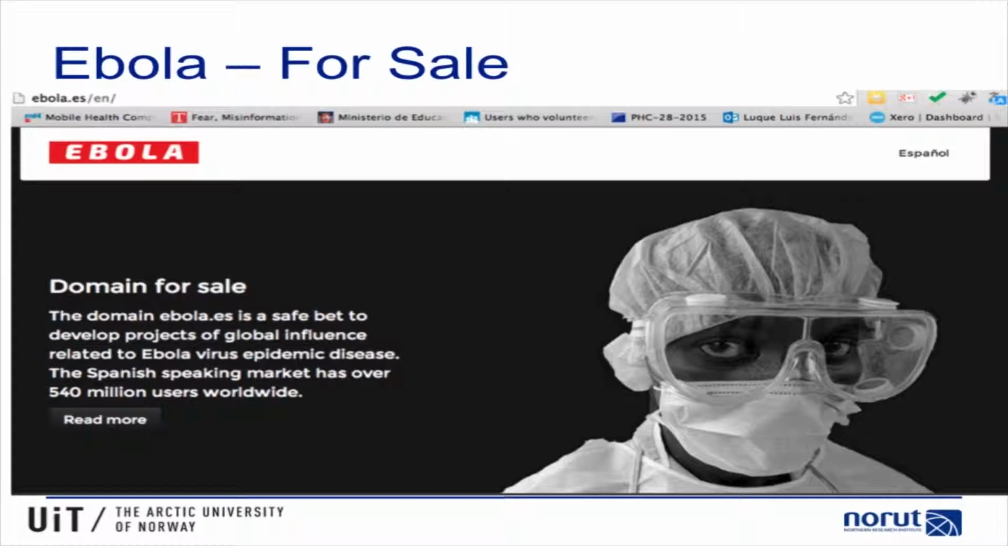One thing that is also interesting is how people are buying domains. Ebola.es has been registered by an individual who is now trying to sell the domain. This is an example of a missed opportunity for a health authority, which could have bought this website to try to inform people about Ebola. This is the Spanish domain, Ebola.es, but the same happened with Ebola.com in the US. It costs only €20.